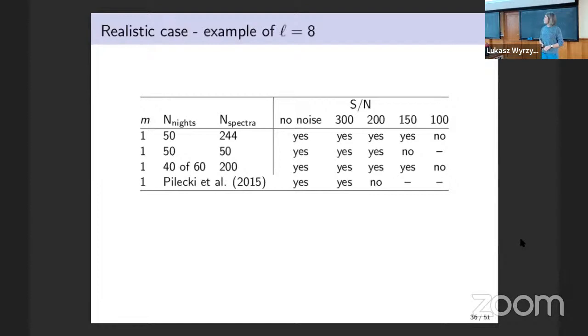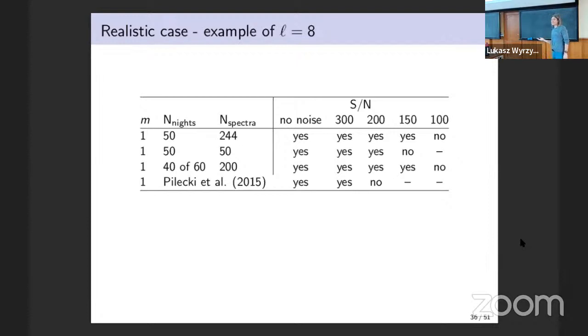Here is a table with some of the results. We have a non-radial mode of degree 8 as the additional non-radial mode. In the first column, we have the azimuthal order, which is always 1 now because it's the best scenario. Then we have the number of nights: 50, 40 selected of 60, and those coming from Pilecki. Then the number of spectra that were taken, which was over 200 or 50. And then we have the average signal to noise of those spectra. No noise means no noise, and then we have 300, 200, which means declining quality of the spectra. Yes means there is a detection, no means there is not.